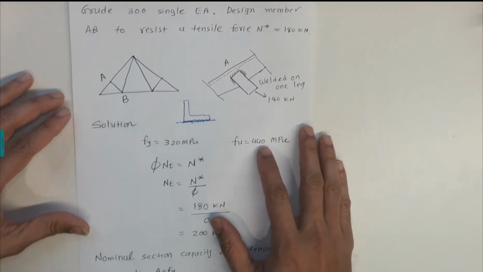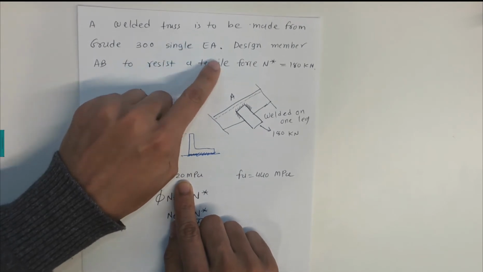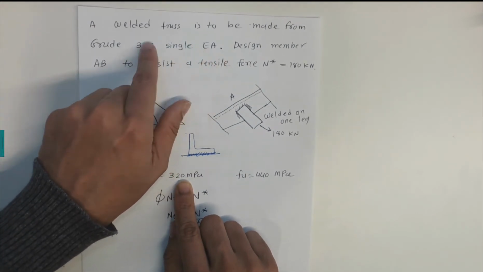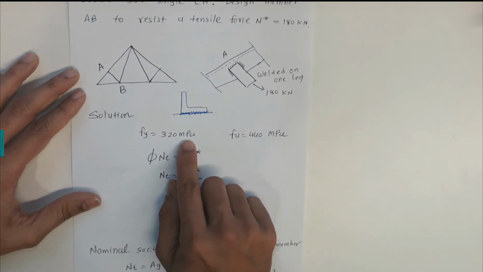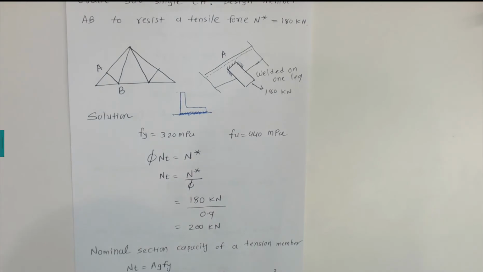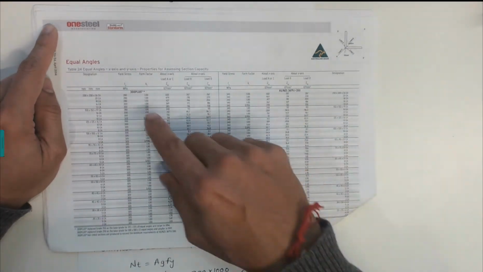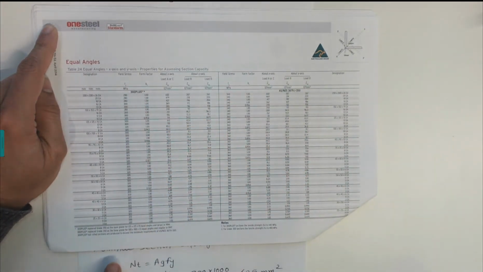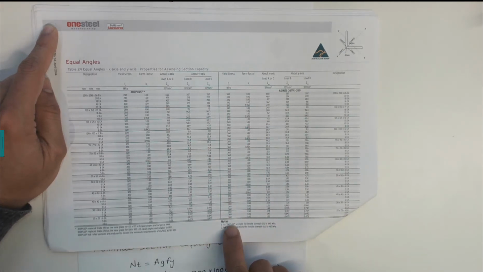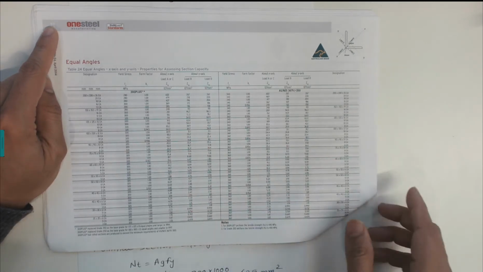Now it has an Fy value of 320 megapascals because it is grade 300. So we take 320 megapascals and 440 megapascals. That is coming from the One Steel table. For any equal angles, on page number 22, we have 320 megapascals for yield strength for grade 300, and 440 megapascals is your ultimate strength or tensile strength.